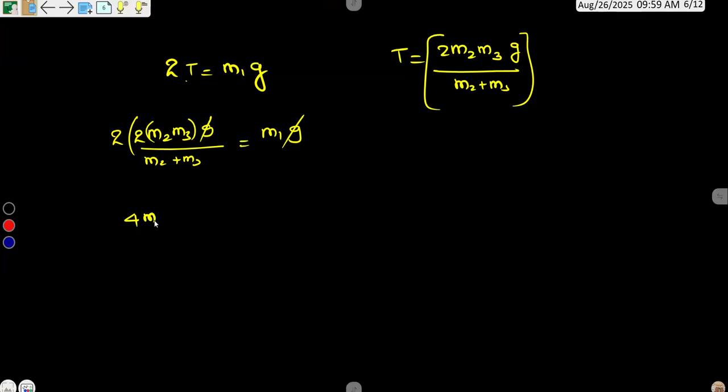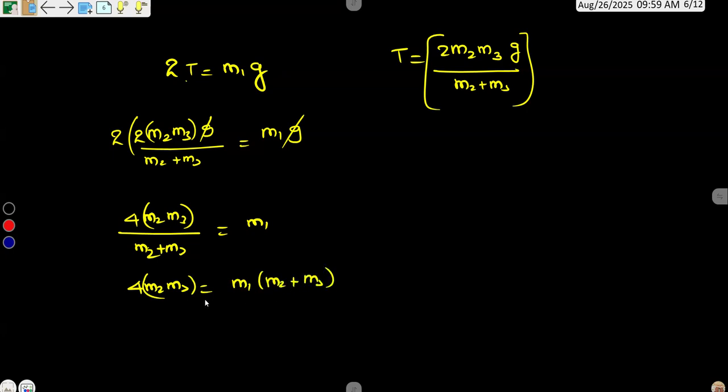So 4M2M3 by M2 plus M3 is equal to M1. Okay. This is what we have got. 4M2M3. Now let us multiply. 4M2M3 is equal to M1 into M2 plus M3. That is nothing but 4M2M3 is equal to M1M2 plus M1M3.